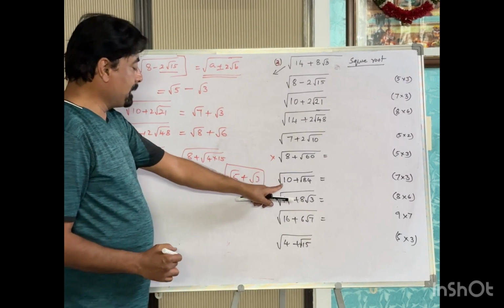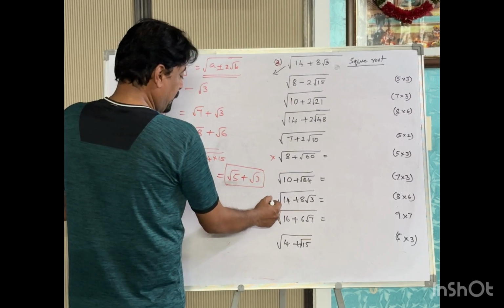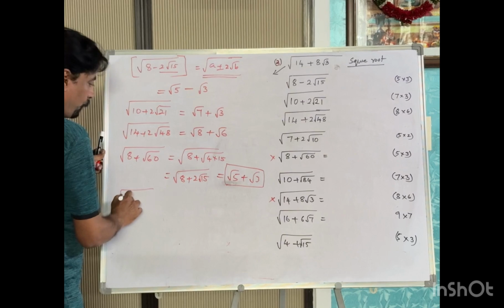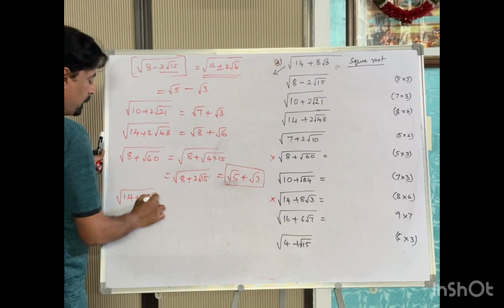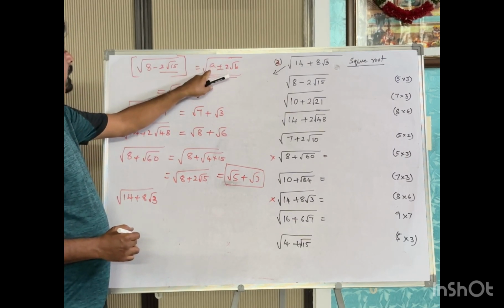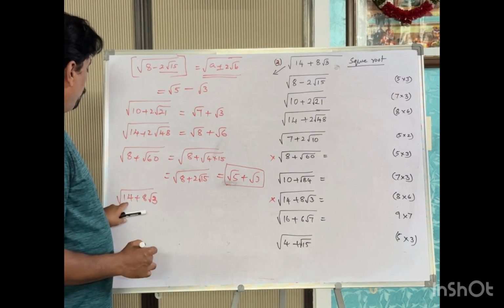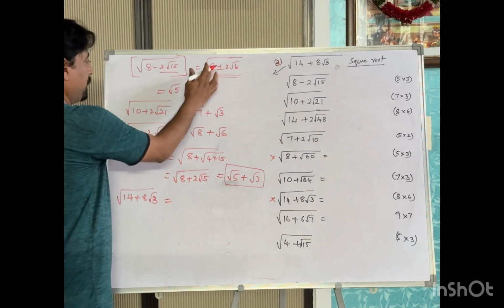But in this case, once we need to check this one. So under root of 14 plus 8 root 3. So while solving these type of questions, you need to concentrate on the form, that is a plus or minus 2 root b, but it is not in that form. 14 plus 8 root 3. This I am writing, I need to convert in this form.